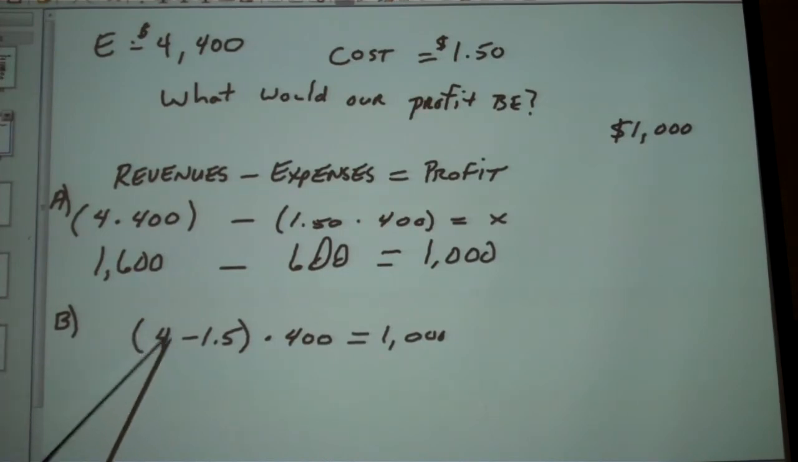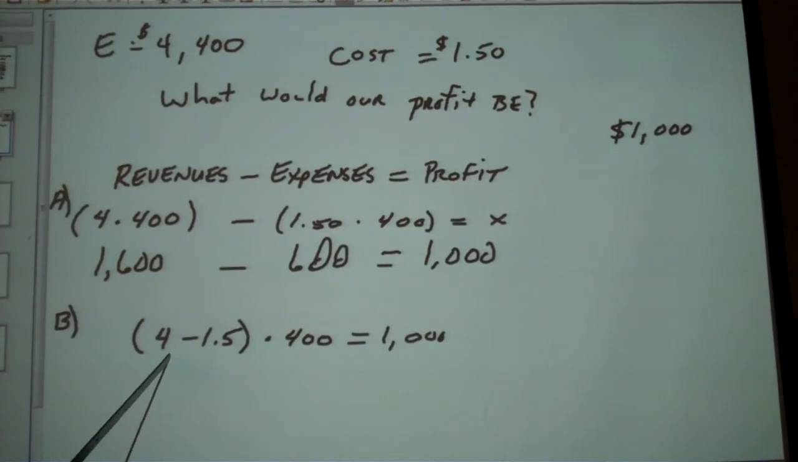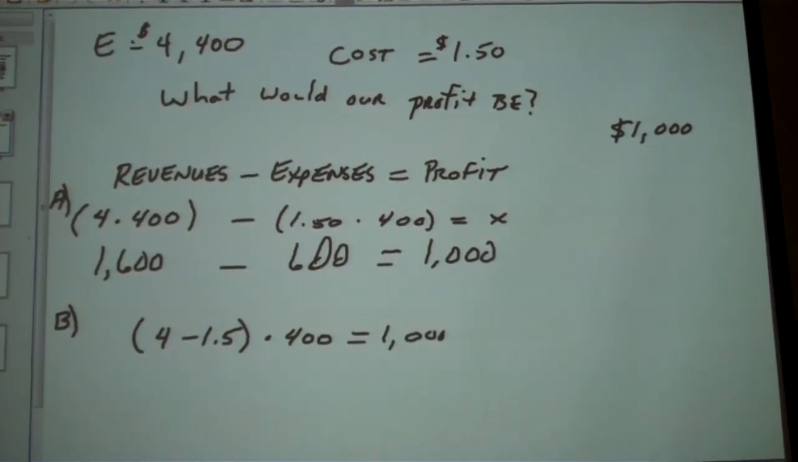B is a shortcut. You take the equilibrium price, that's the price we're going to select based on equilibrium. You're going to subtract out the cost, and then you're going to multiply times 400. We are going to see that we make $2.50 every time we produce and sell a widget. Therefore, 2.5 times 400 is 1,000. Two different ways of calculating revenue, or profit, excuse me. We use revenue to calculate profit.